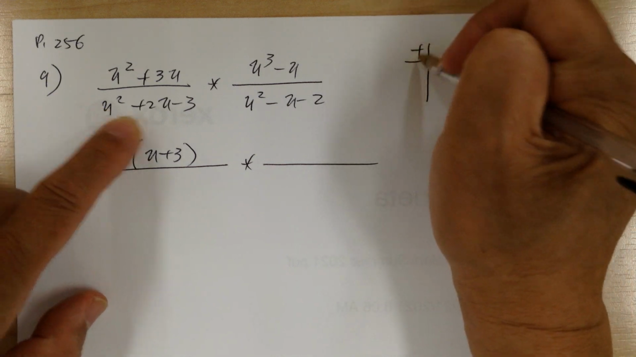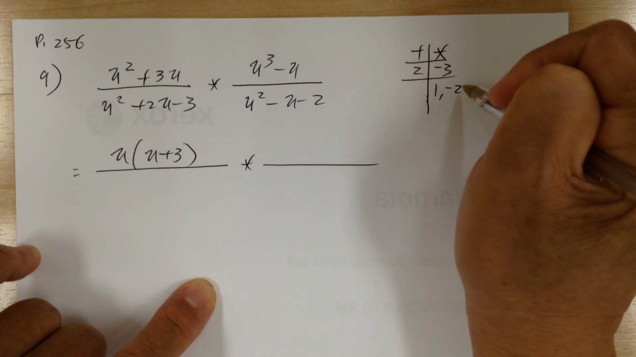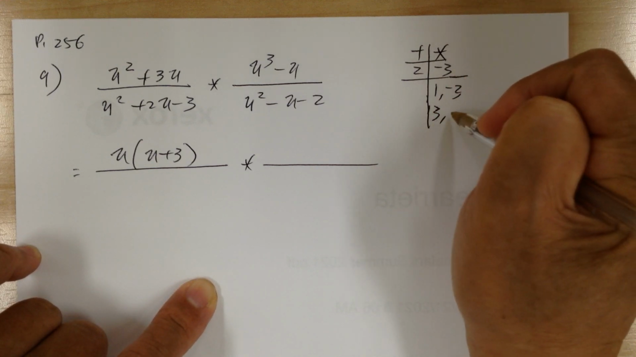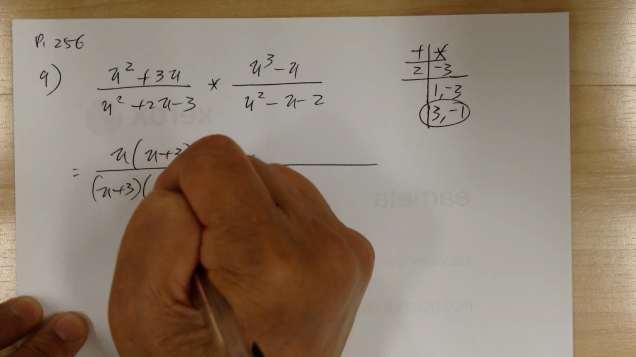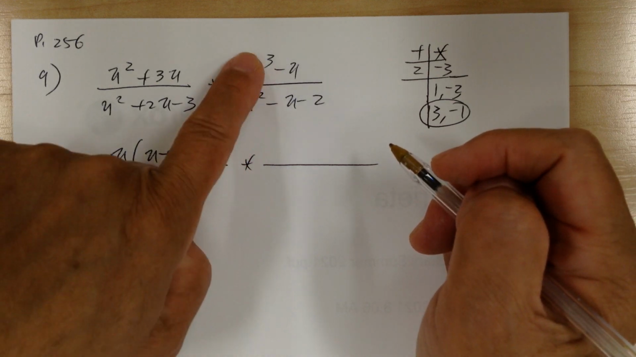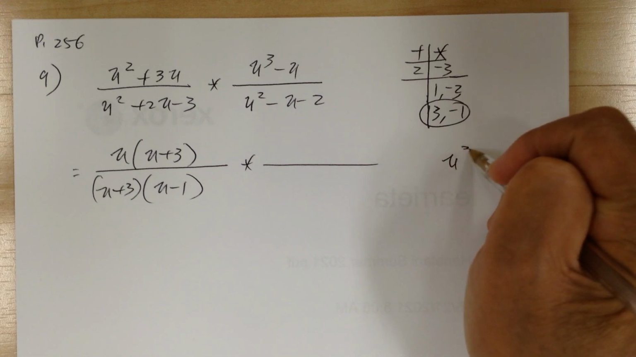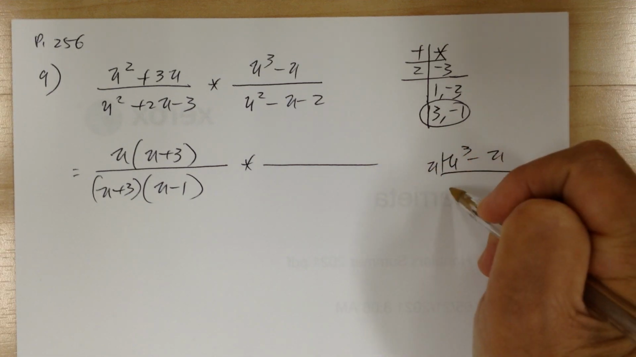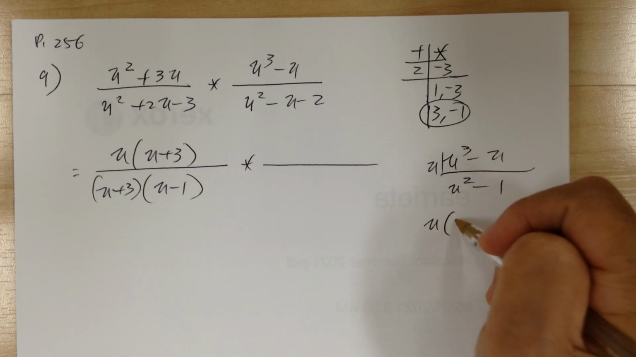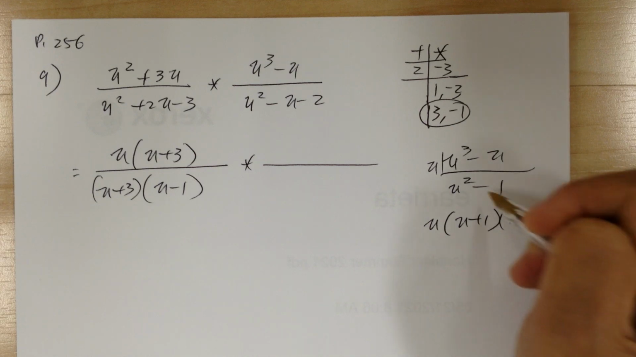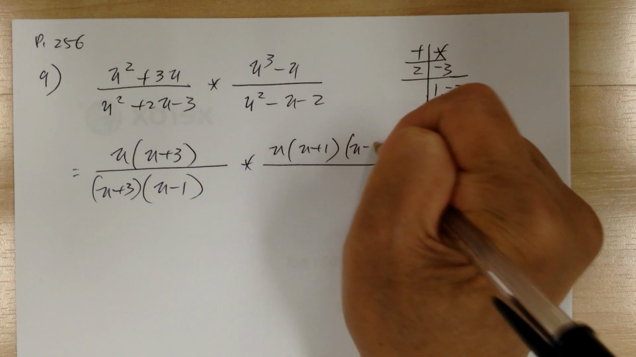So this one you have to add to get 2. You have to multiply to get -3. So you start with 1 comma -3. So you need to get 3 comma -1. So you're going to get u plus 3, u minus 1. Now for this one, you have to go off to the side so you don't clutter up your major steps. So u cubed minus u, you can factor the u, so you got u squared minus 1, and this will break into conjugates. So this becomes u plus 1, u minus 1. Right? This factors into that. So you get u times u plus 1, u minus 1.